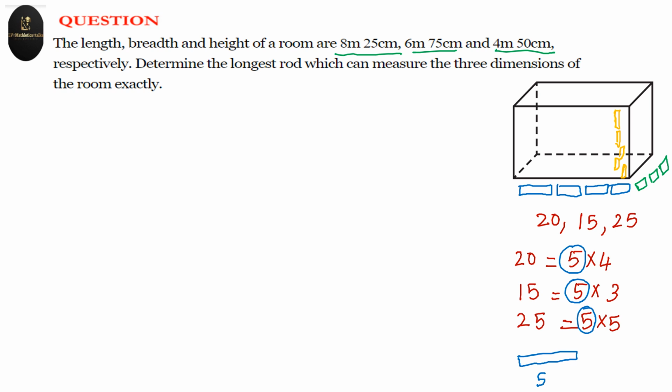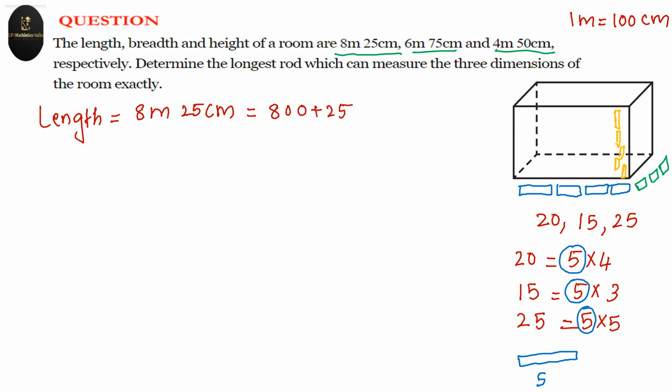So here it's given that length is equal to 8 meter 25 centimeter. Have you noticed that there are two units? We need to convert it into a single unit, right? So 1 meter is equal to 100 centimeters, right? So 8 meter I can write as 800 plus 25. So this is equal to 825 centimeter.